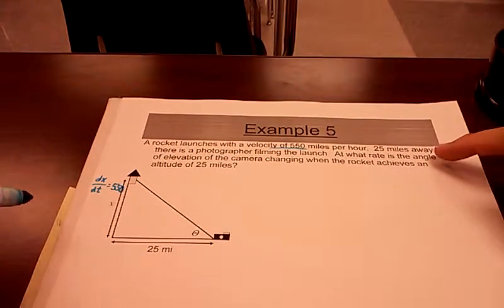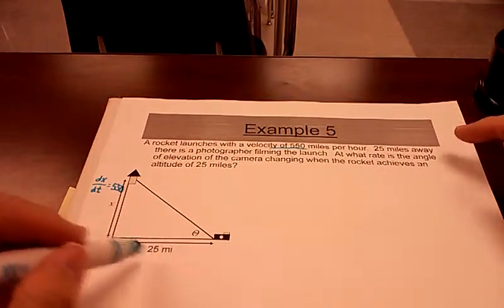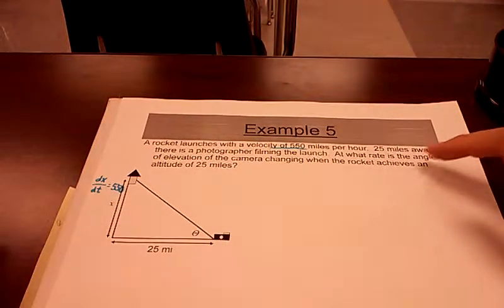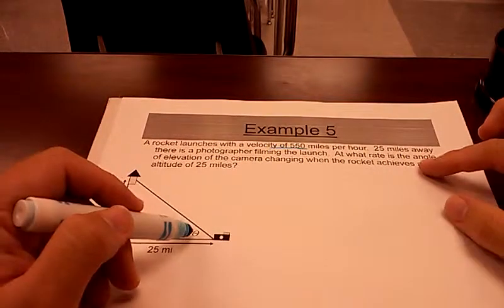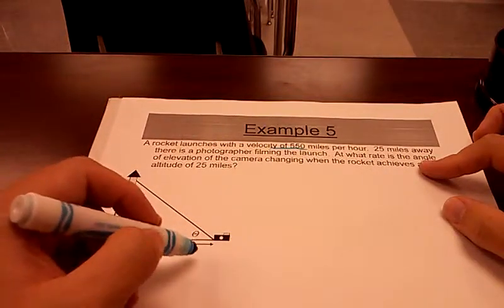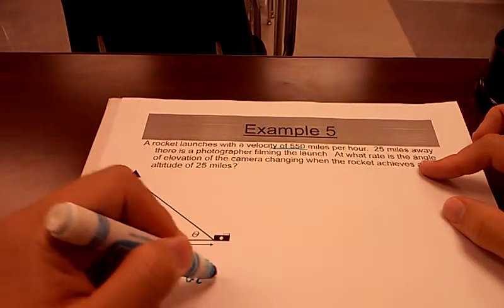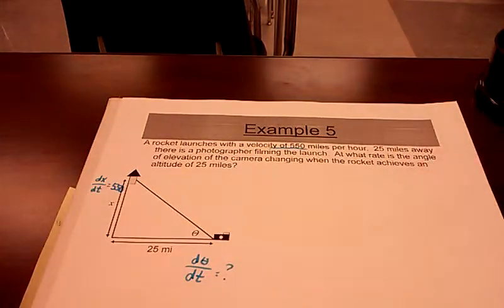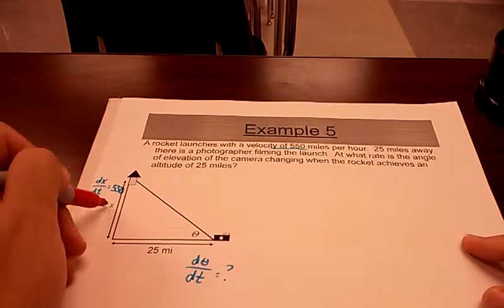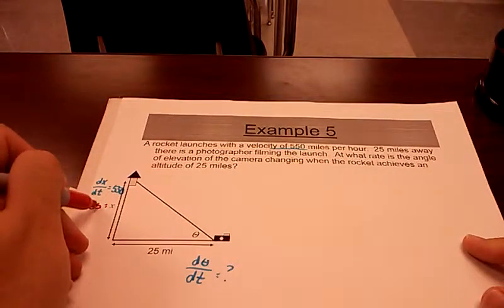All right, 25 miles away, there is a photographer filming the launch. At what rate is the angle of elevation? So there's my angle of elevation. So at what rate is that angle, so the derivative of the angle with respect to time, that's what you're asked to find. When the rocket achieves an altitude of 25 miles. Remember, altitude is height. So, in other words, when x is 25.